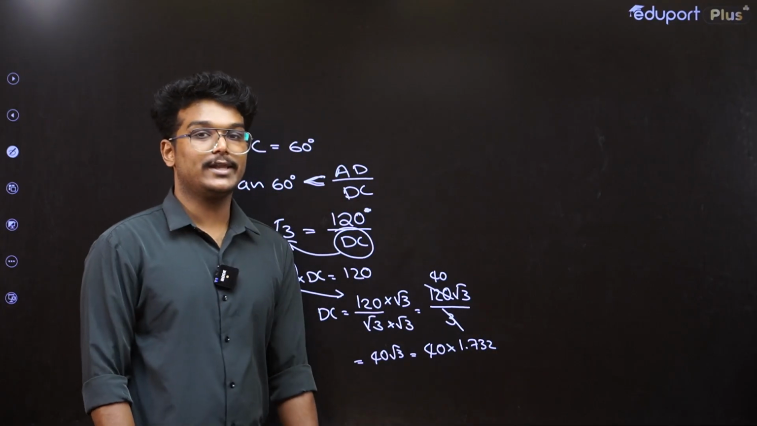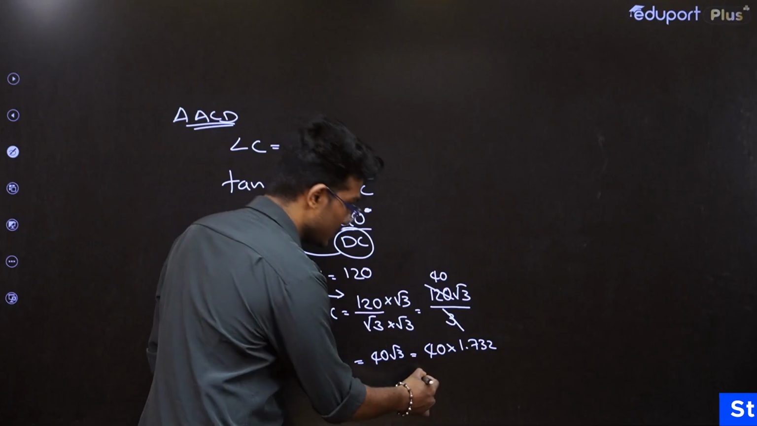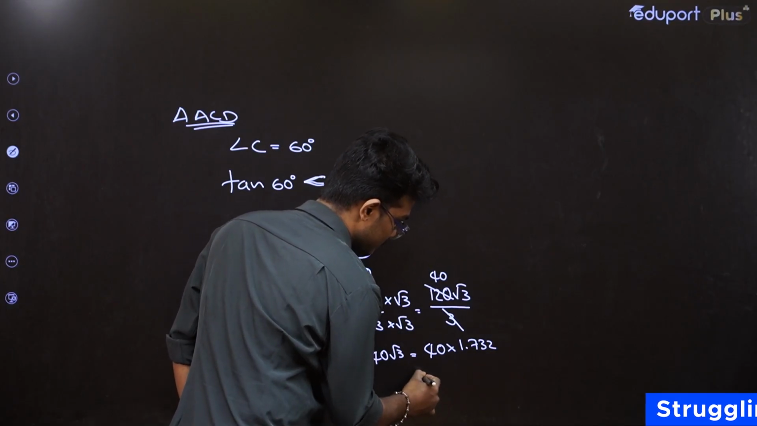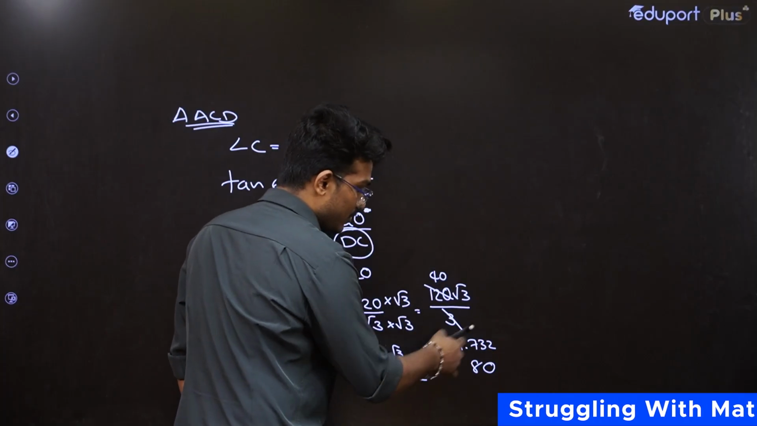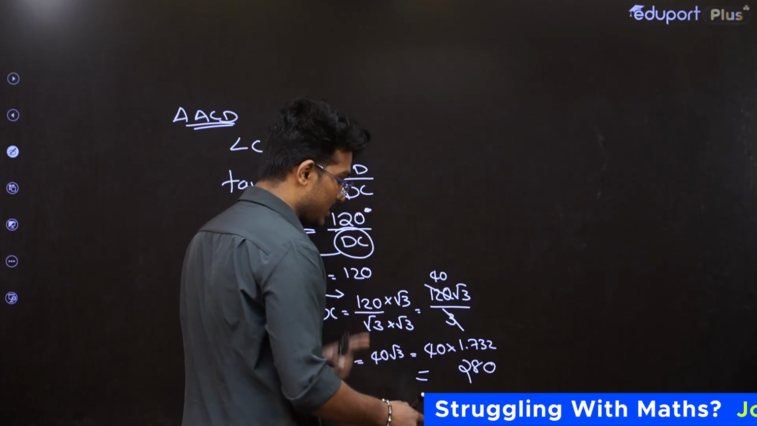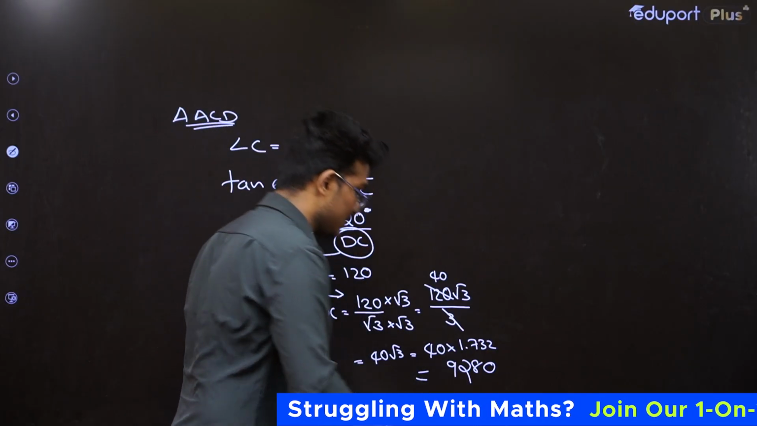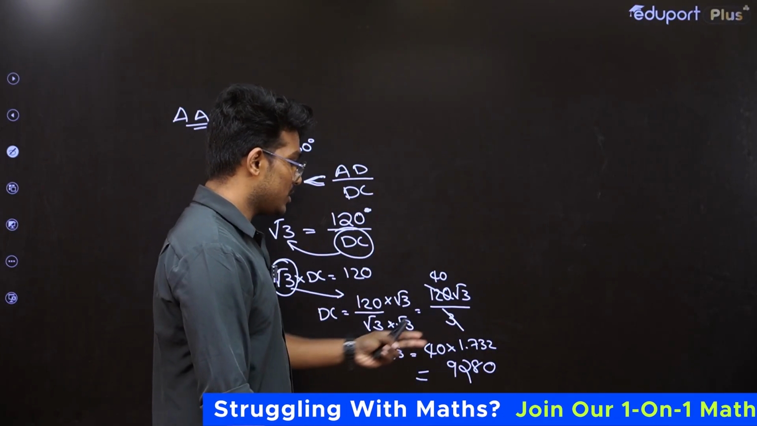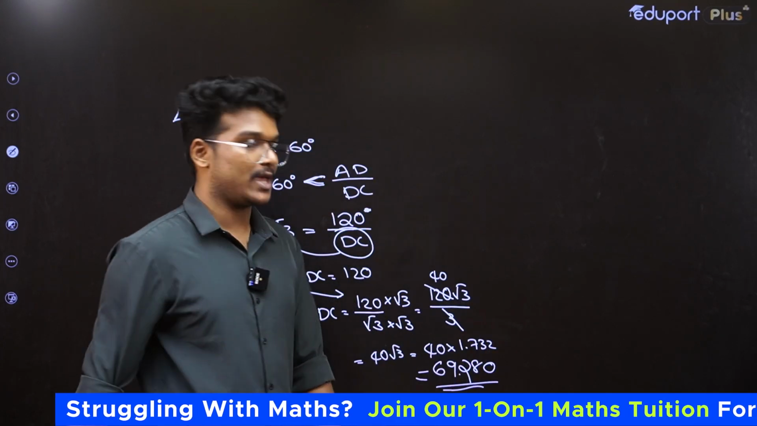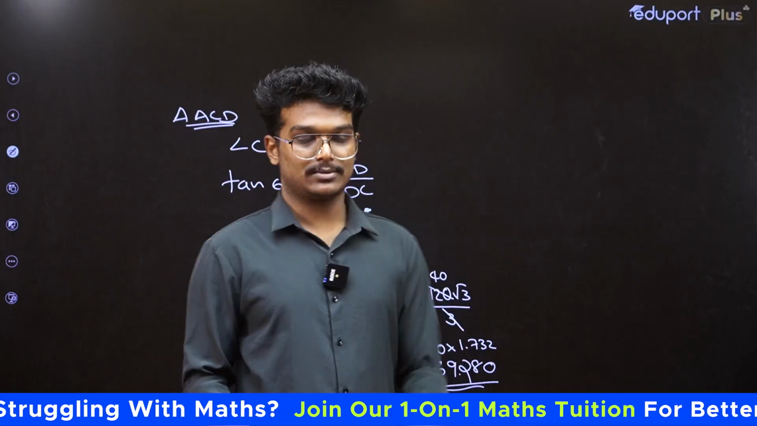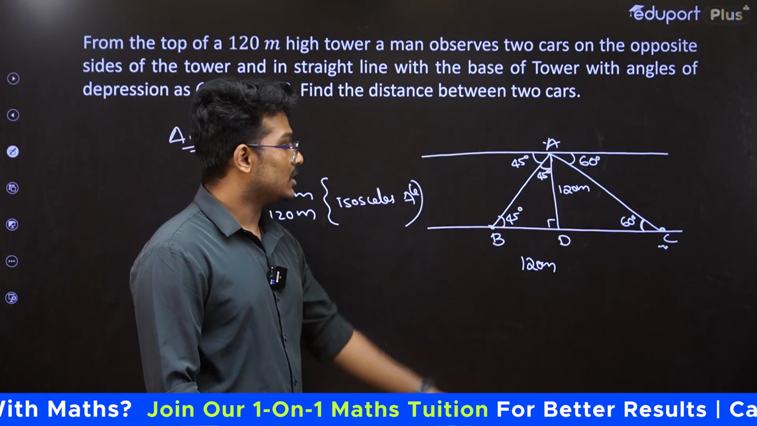Which is equal to 40 into 1.732. Then what is the value? 40 into 1.732 is equal to 0. 4 into 2 is 8. 4 into 3 is 12. The remainder is 1. 4 into 7 is 28. 28 plus 1 is 29. And remainder is 2. 1 into 4 is 4. 4 plus 2 is 6. So 69.28. So now we want to find the distance between two cars.